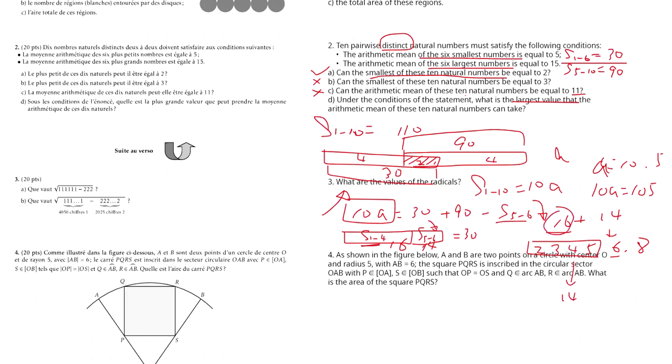So the answer for D is 10.5. That is the largest possible average of all the 10 natural numbers. Okay, go ahead.